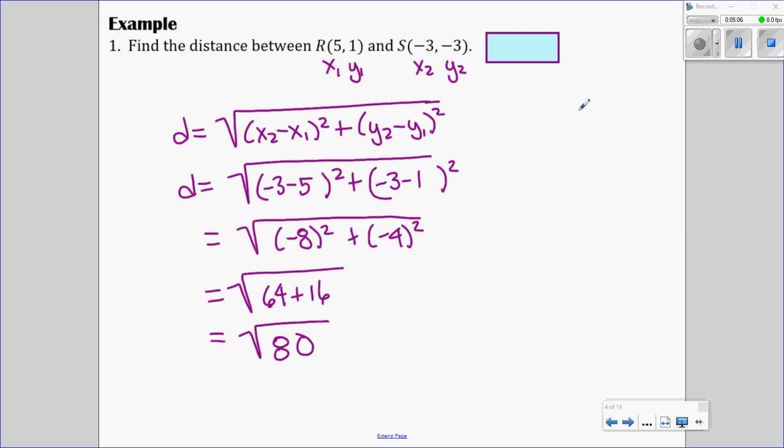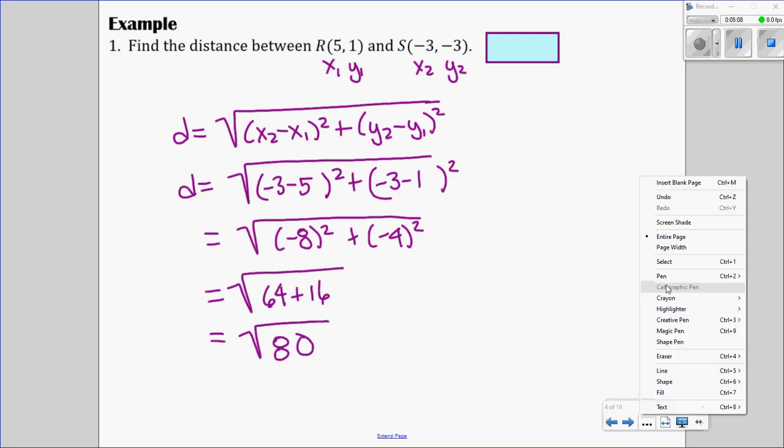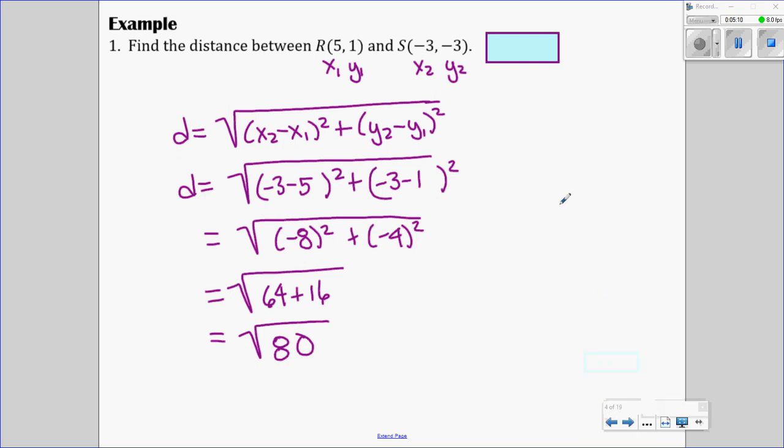So again, let's go here. I'm going to use another color. I'm going to put 80, the square root of 80. This is something you learned in Algebra 1. So you find two factors. One of them is going to give you a perfect square, and then one of them will give you the other factor to give you 80.